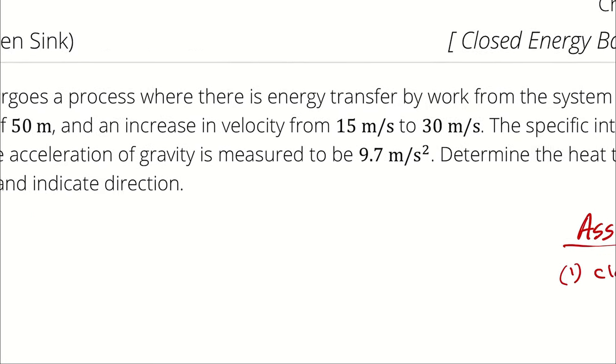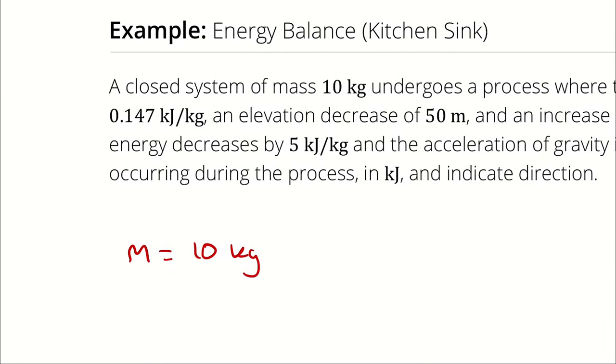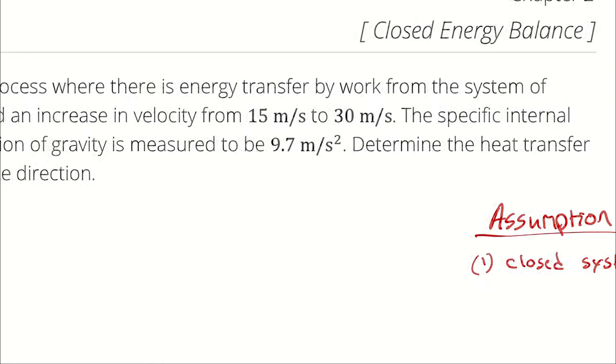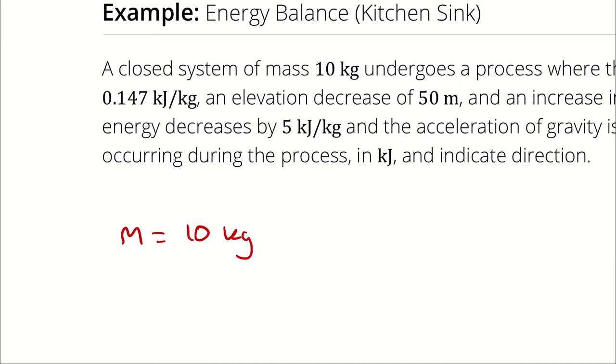The next information that we were given was that there was energy transfer by work from the system of 0.147 kilojoules per kilogram. So, is that a work in or a work out? It is a work out because it's from the system. Next question. Is it an uppercase W or a lowercase W? It's specific work. So this is specifically specific work out, and that is 0.147. And the reason that we know it's a specific work is because we were told an energy per unit mass.